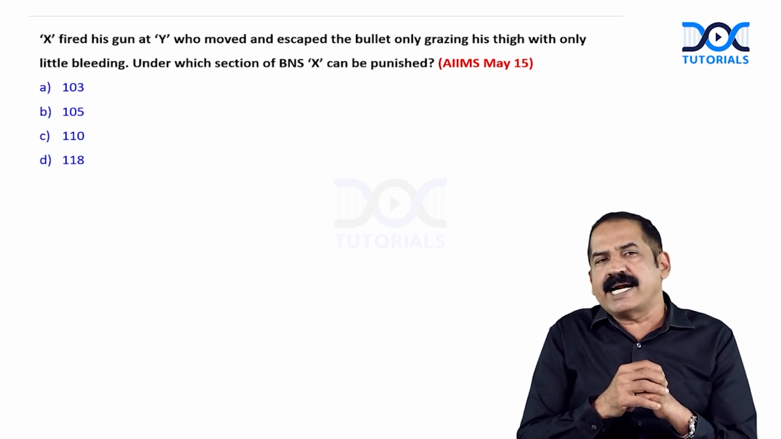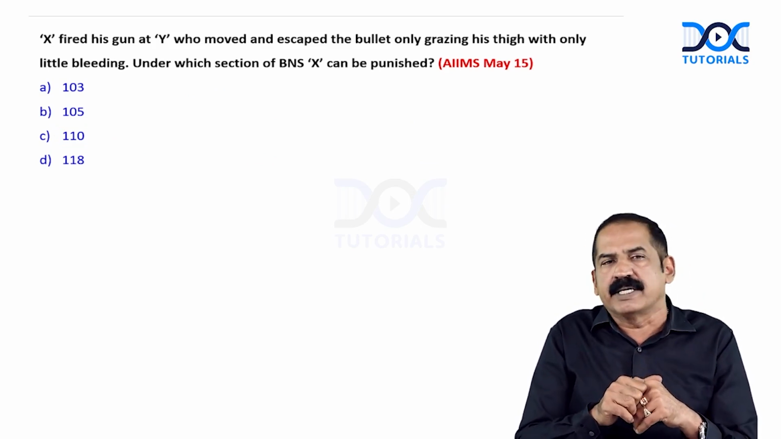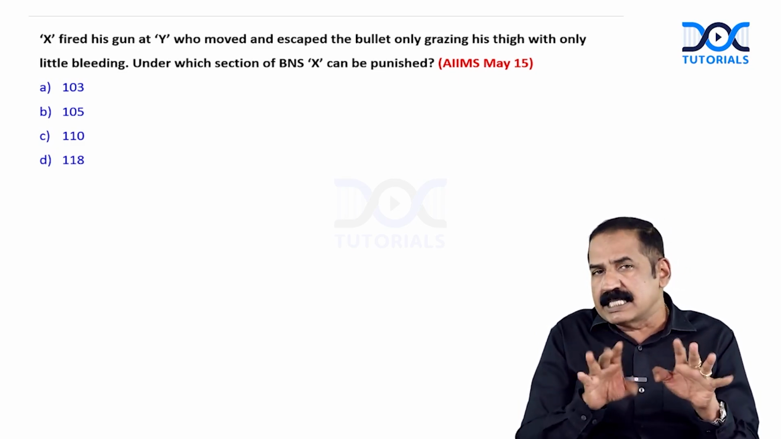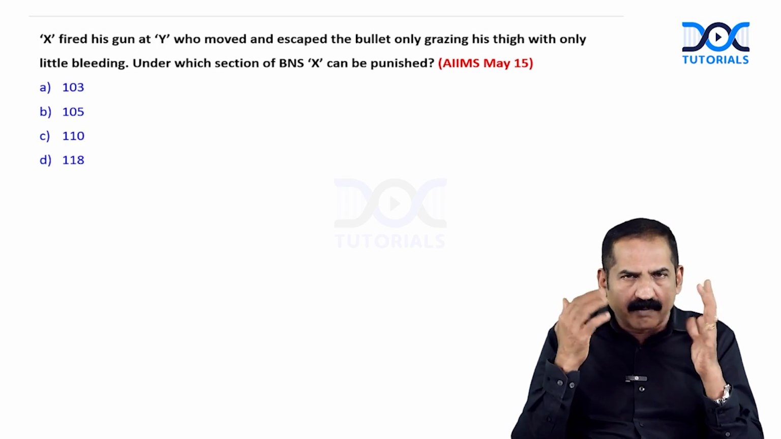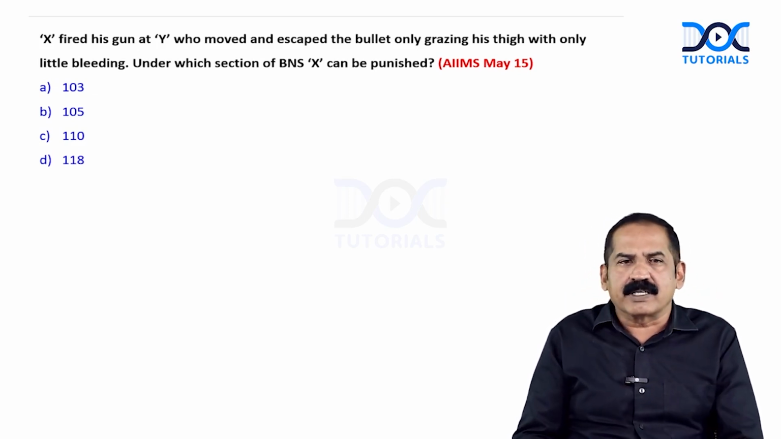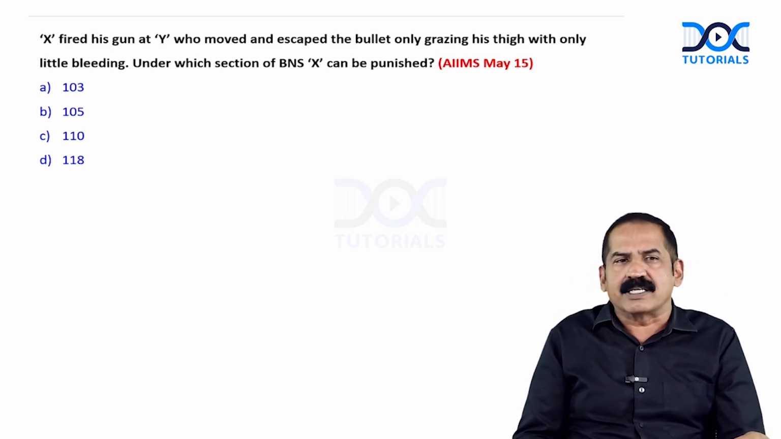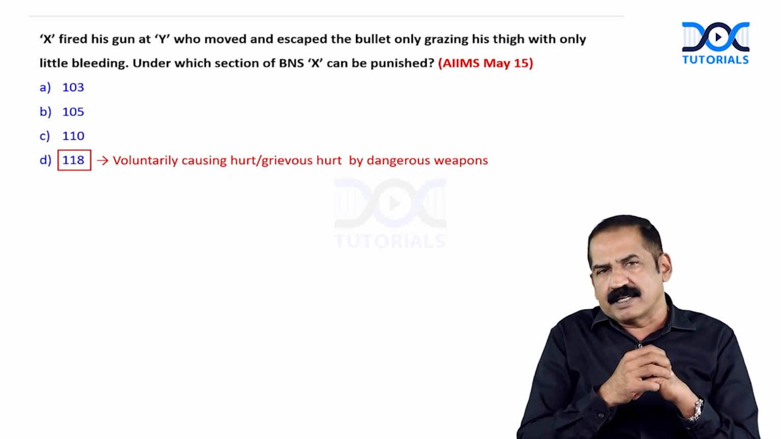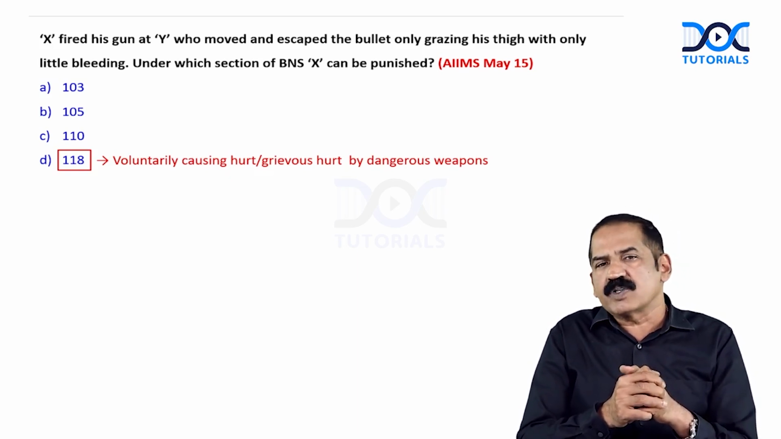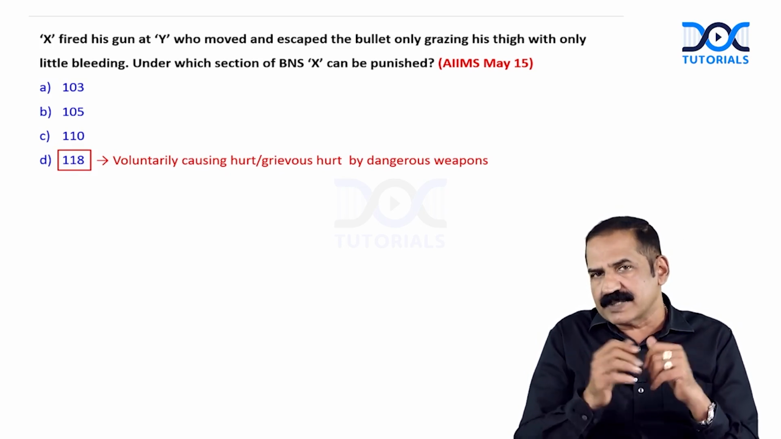X fired his gun at Y, who moved and escaped the bullet, only grazing his thigh with only little bleeding, under which section of BNS X can be punished. Now here, intention is not mentioned. So, we can come out from culpable homicide. Okay. At the same time, you look here, injury is a minor injury. It is not even grievous hurt. So now, he is punishable under section 118 of BNS, voluntarily causing hurt by dangerous weapon.